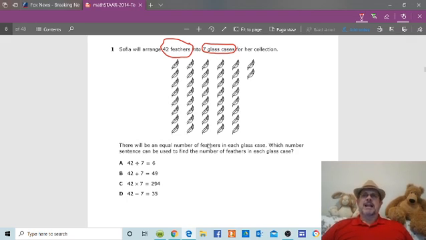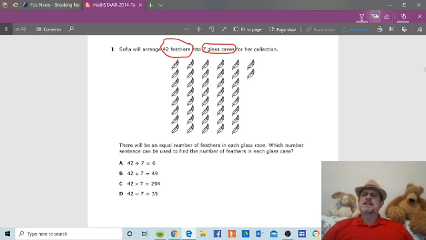You've seen glass cases before if you've ever been to the museum, or if somebody has a baseball or any kind of trophy, and it might be in a glass case. That's what this is. There will be an equal number of feathers in each glass case. Which number sentence, that's A, B, C, D, can be used to find the number of feathers in each glass?